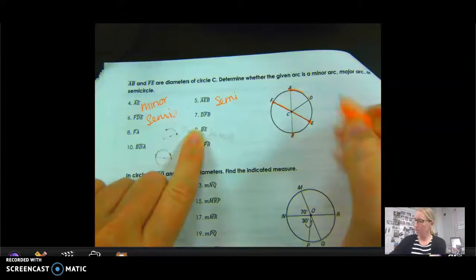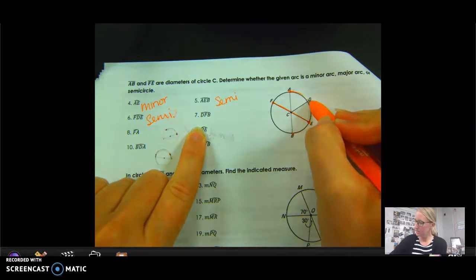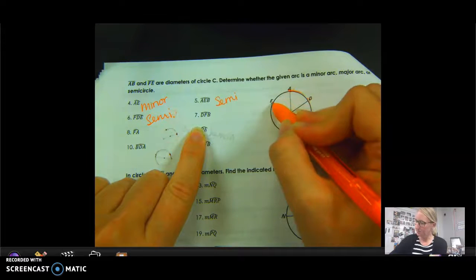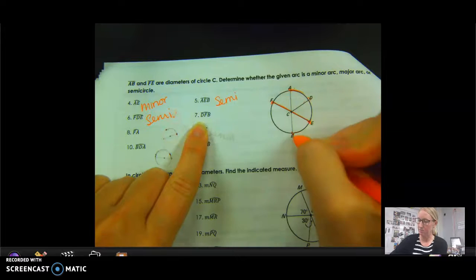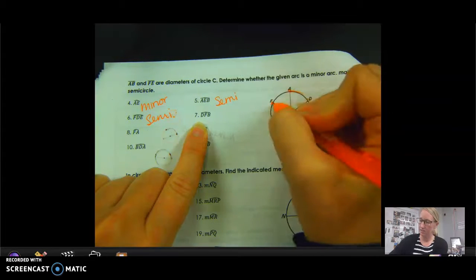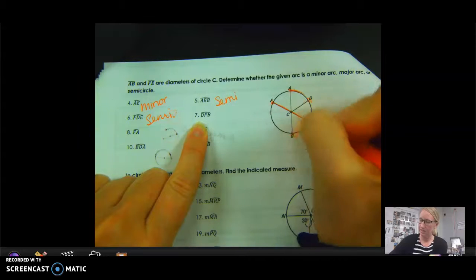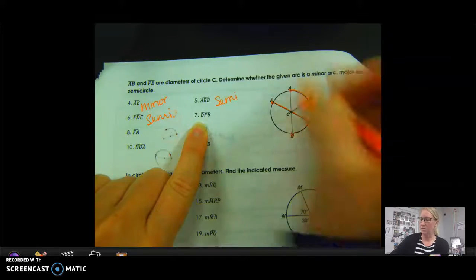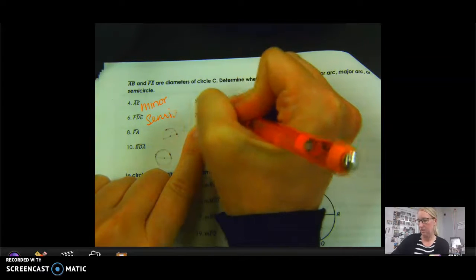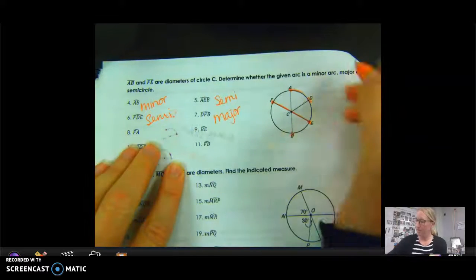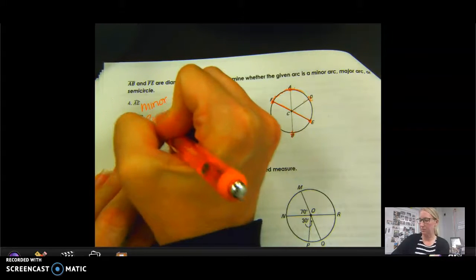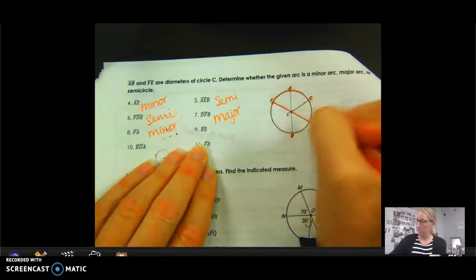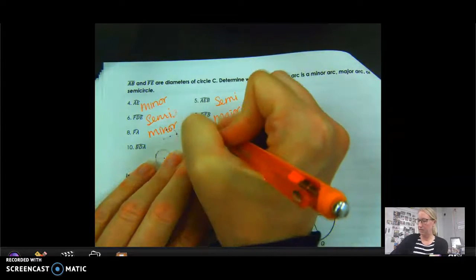D to F to B. So now I knew to go backwards because I have to hit F before I hit B. If I went this way, I would go through B. So I have to go D to F to B. That is more than half because A to B is half. It's more than half, so that is a major arc. And they use 3 letters. F to A would just be this little section there, so that's a minor arc, and we have 2 letters. B to E, small, so that's minor.